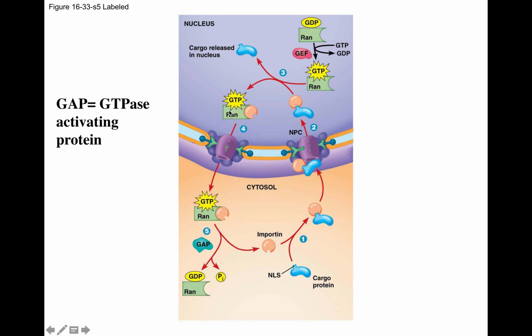Then GTP plus RAN plus importin now goes back out of the nucleus into the cytoplasm to return importin. And to get importin off of RAN, the GTP is split by GAP, GTPase activating protein. That releases importin, so it can do this again. And now you have RAN plus GDP outside in the cytoplasm.